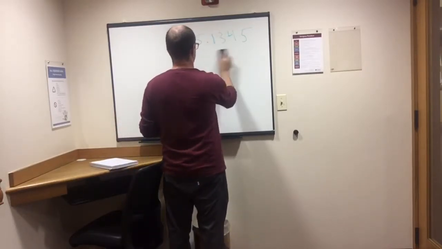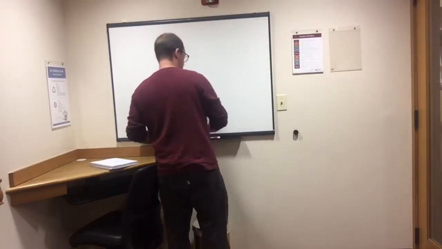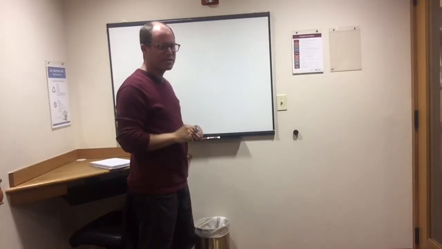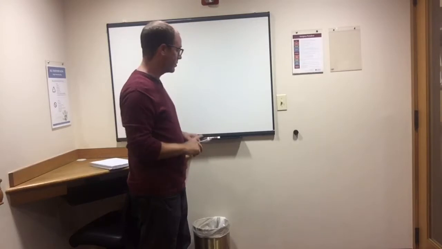That's pretty much the concept. If we need to know tenths, hundredths, or thousandths place, you look one digit to the right. If that number is 5 or greater, we round up. 4 or lower, round down.